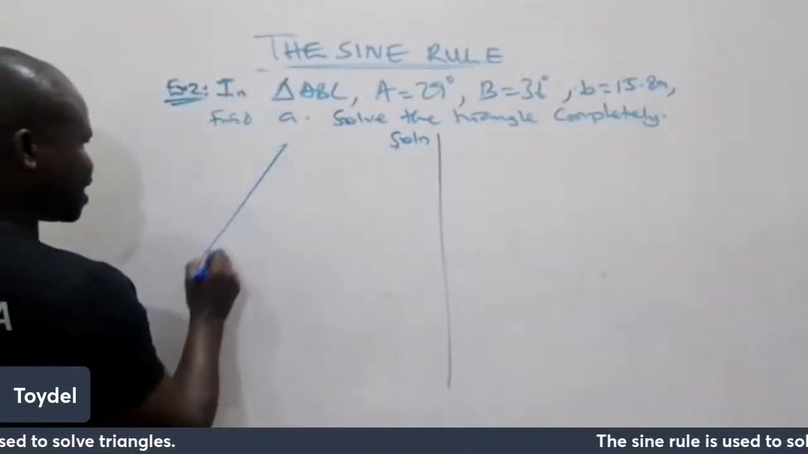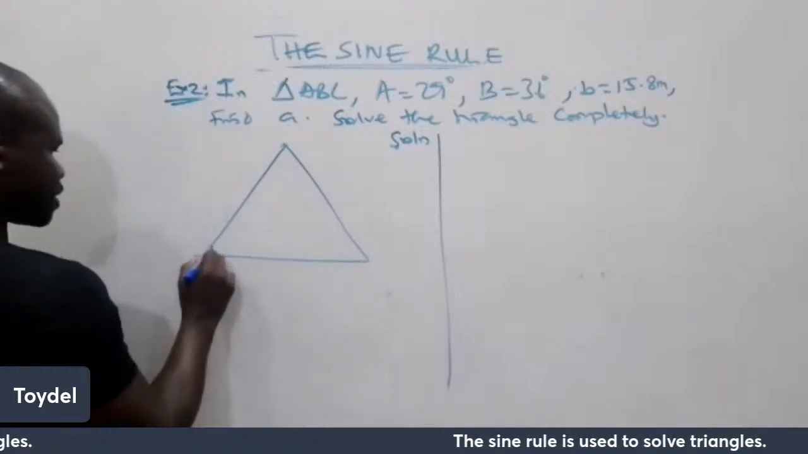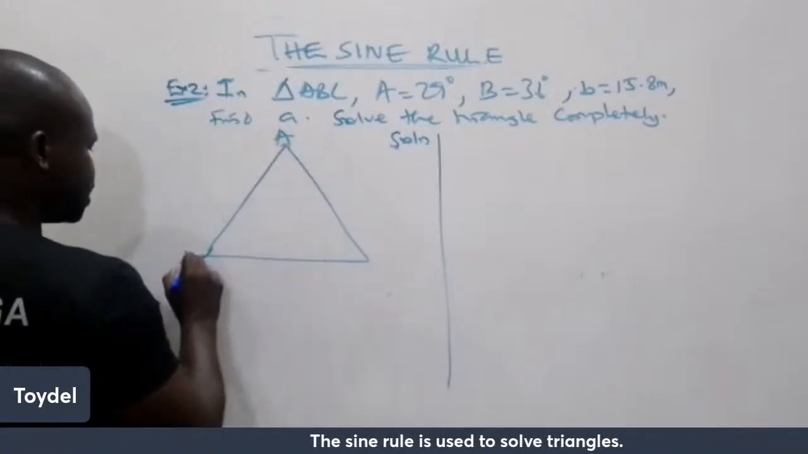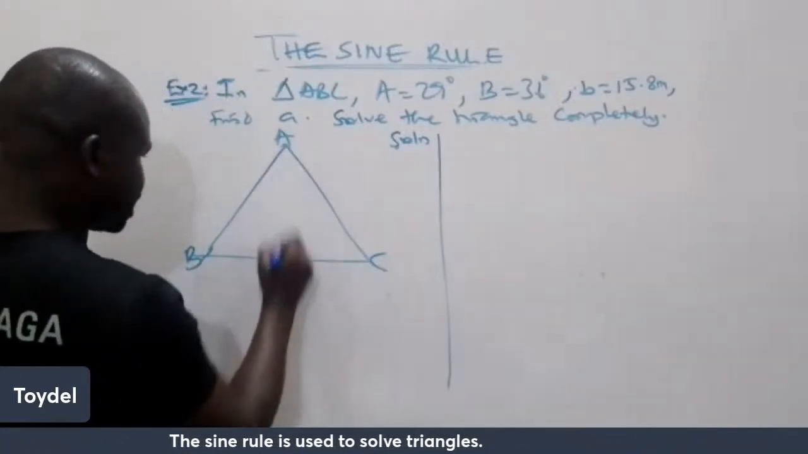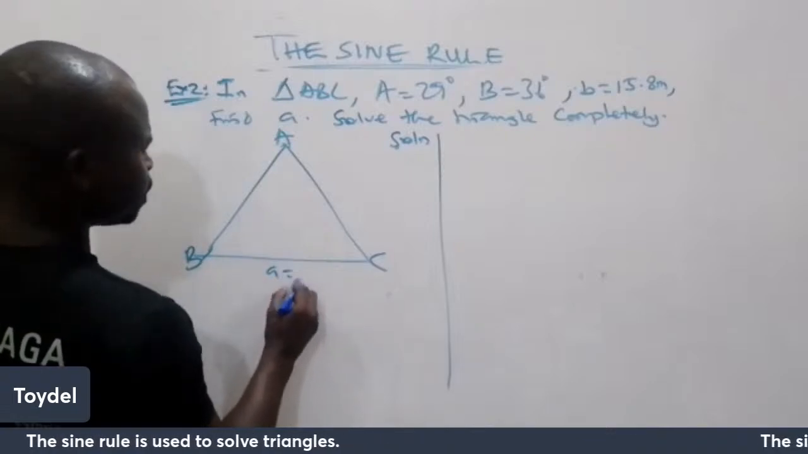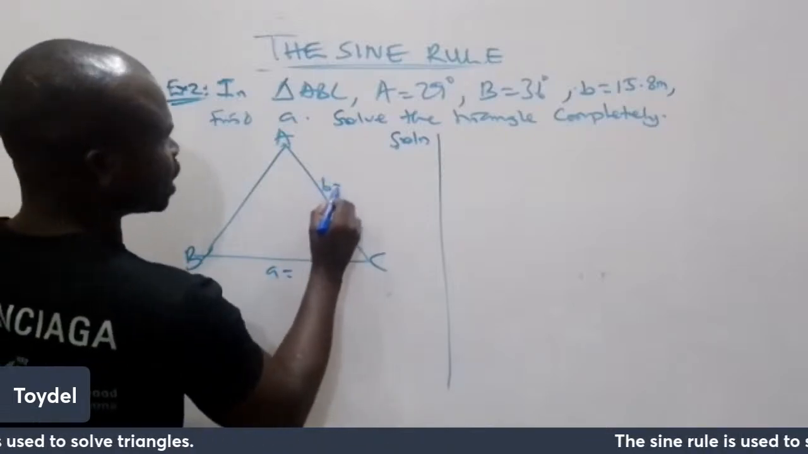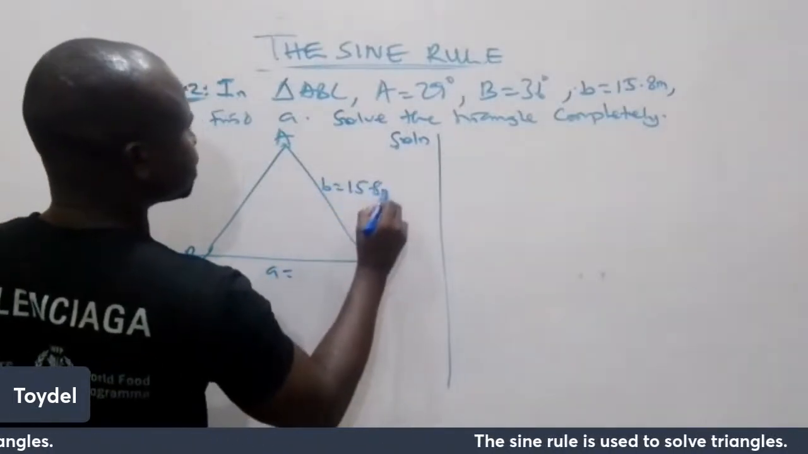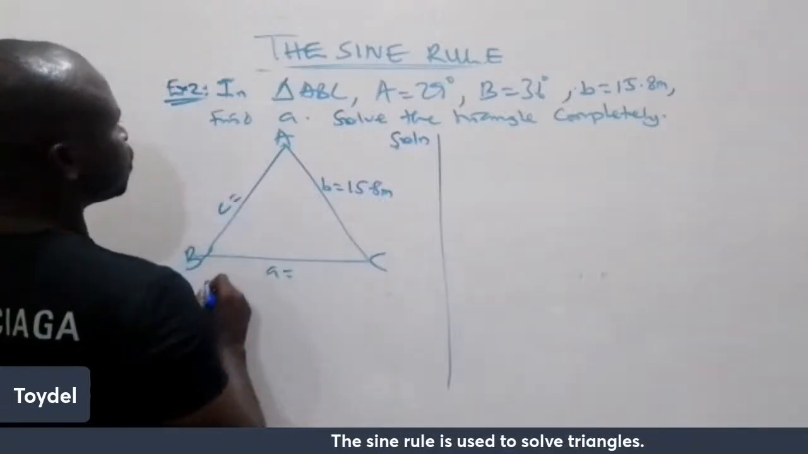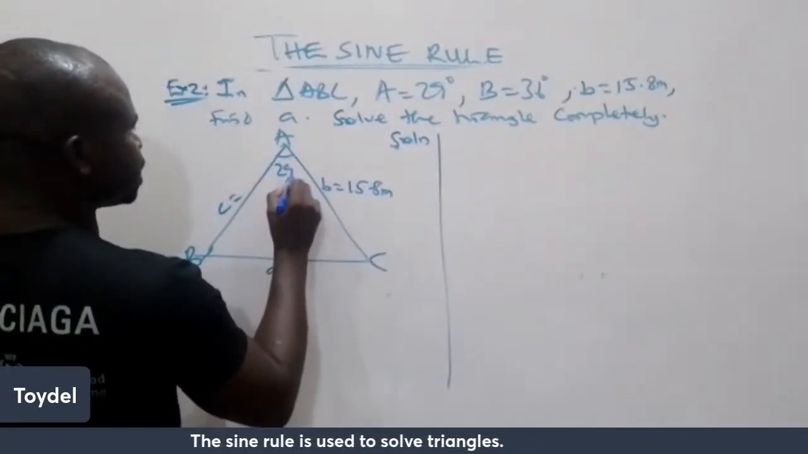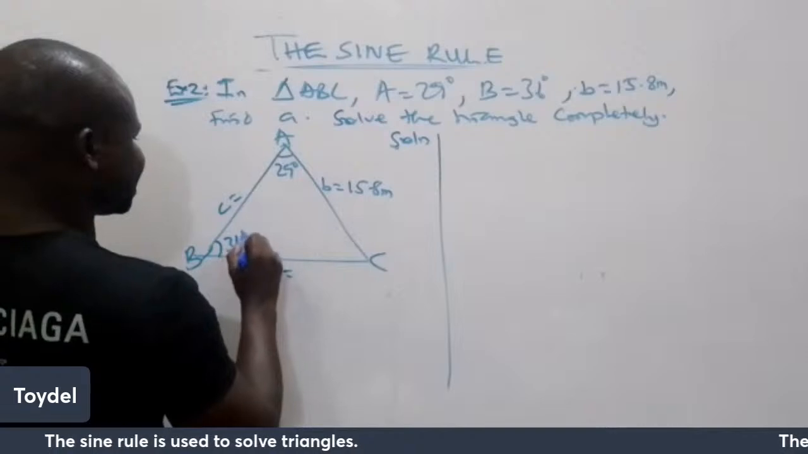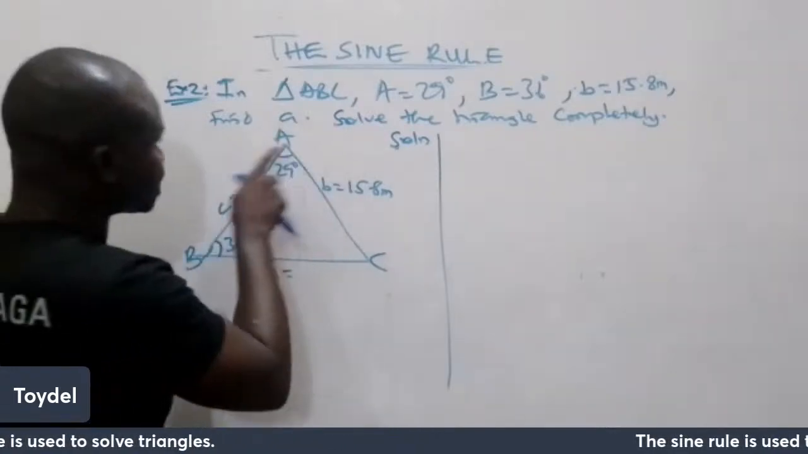So let's just sketch the triangle. If you are given a triangle, just try and sketch that triangle. Say this is A, B, C. So the side that faces A will be a, we don't know. This is b, and it's given as 15.8 meters. Then this is small c, we don't know. We are given angle A to be 29, angle B to be what? 36.